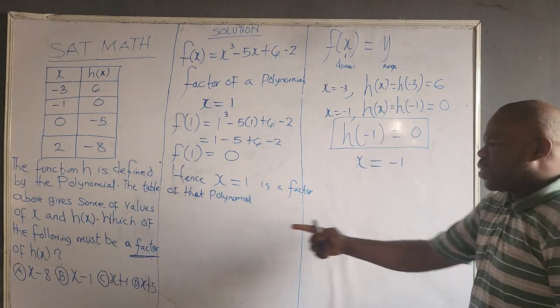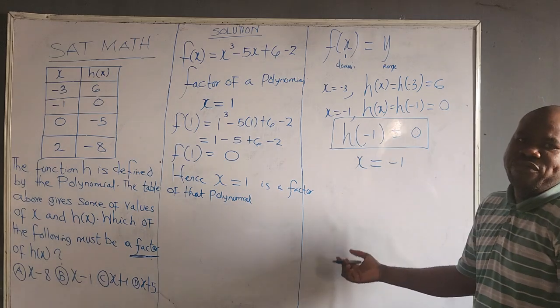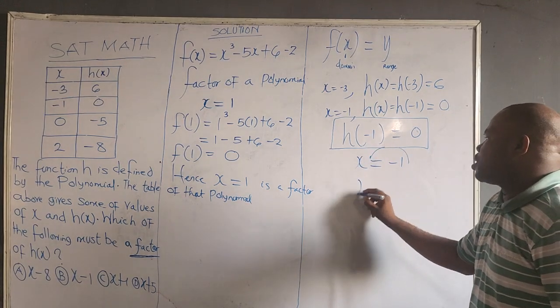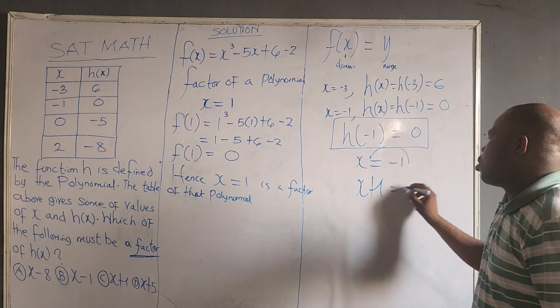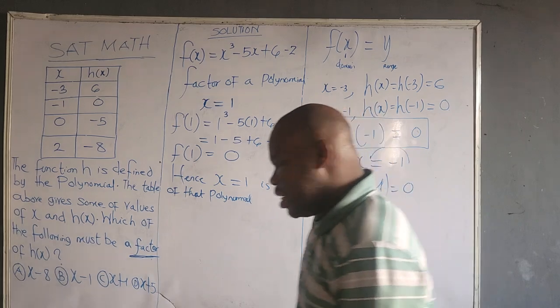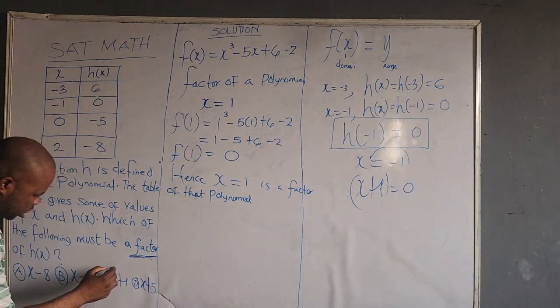Now, x equals minus 1 is not an option. But remember when you're doing factors, if x equals minus 1, I can bring it to this side, so it becomes x plus 1 equals 0. So this is a factor. So the correct answer to the question is option C.